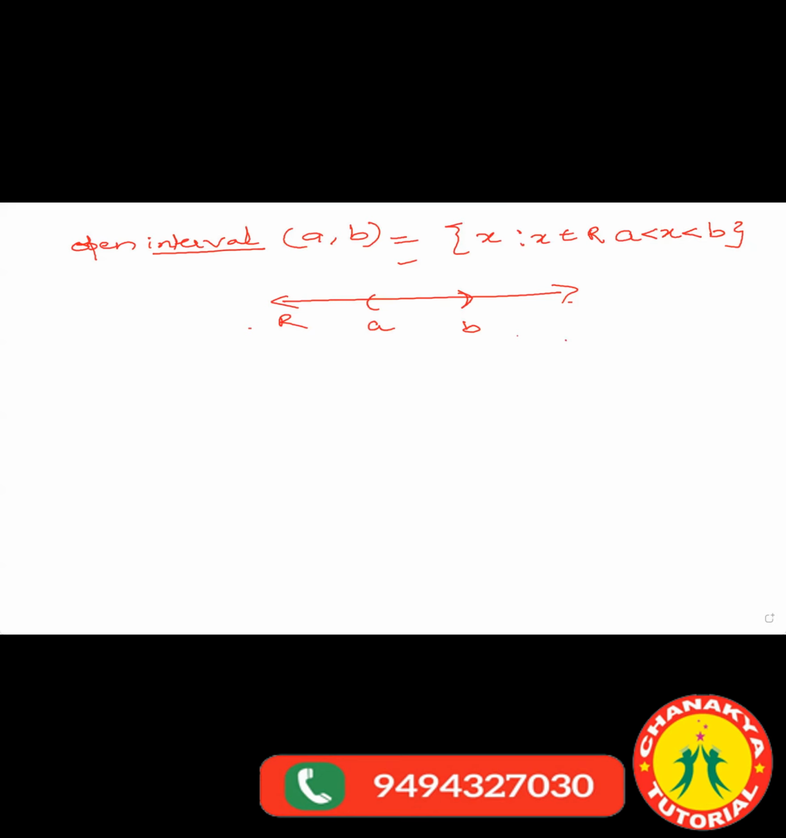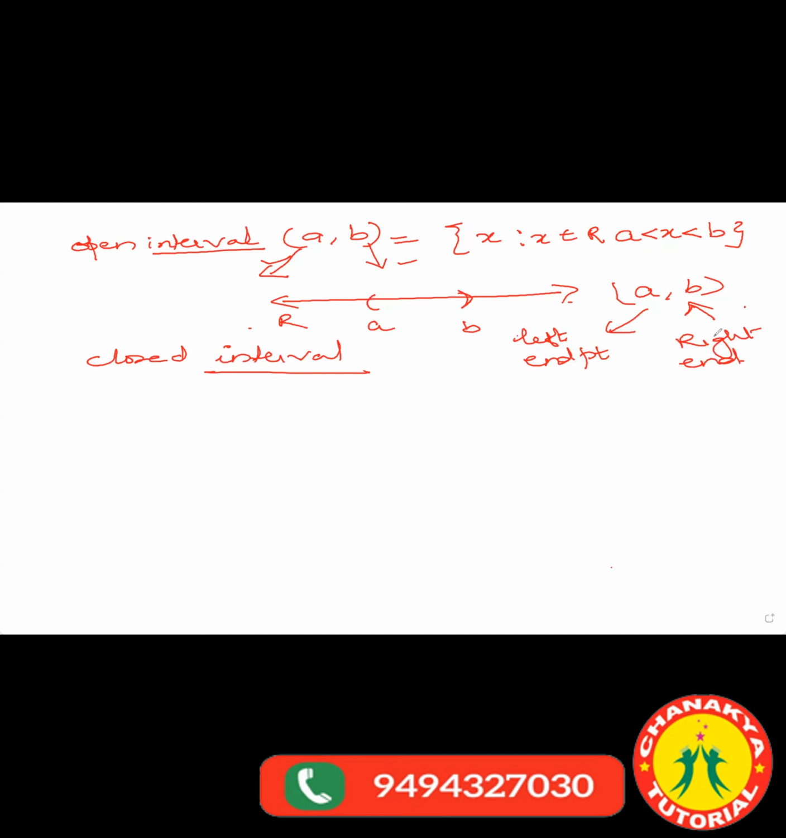Can you repeat that? Okay. Now next is closed interval. Ma'am, can you repeat open interval? Yes, beta. See, in open interval, the brackets should be like this. These brackets will represent open interval, right? And this A is the left end point and this B is the right end point. Yesterday I told you this. Yes, ma'am.